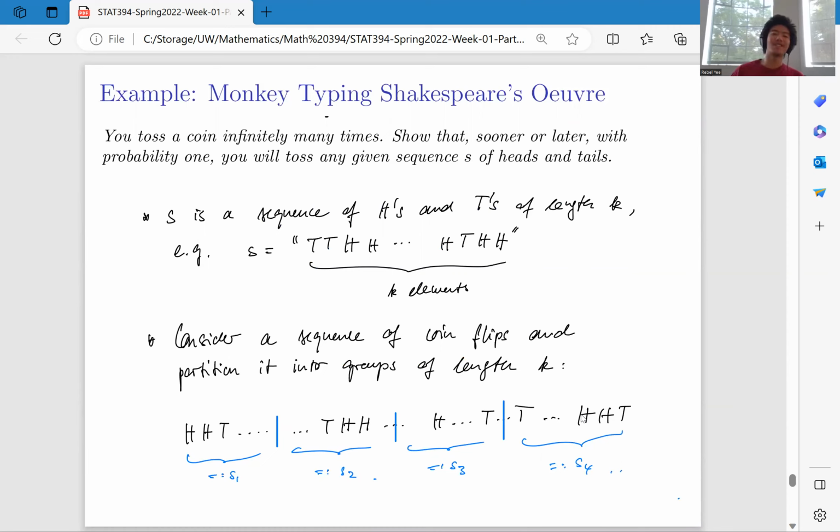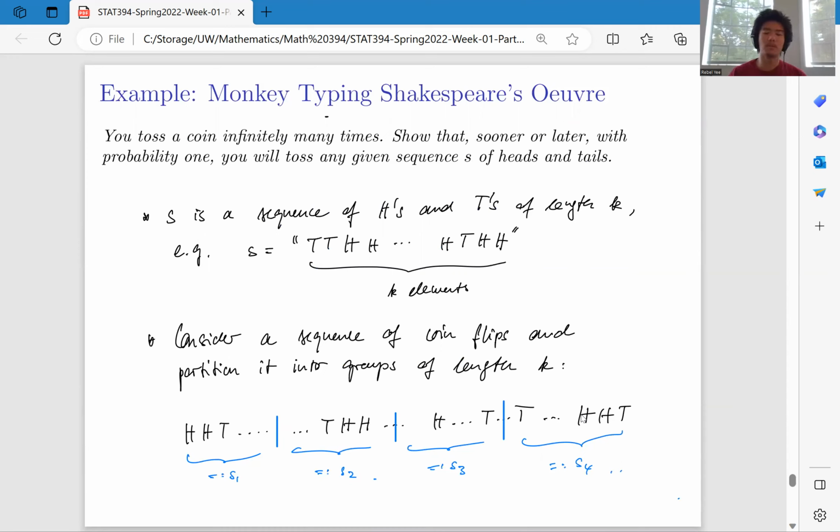You can treat that as the longest finite time, and sooner or later, with probability 1, you will definitely get a Shakespeare's novel out, and that's the infinite monkey theorem.